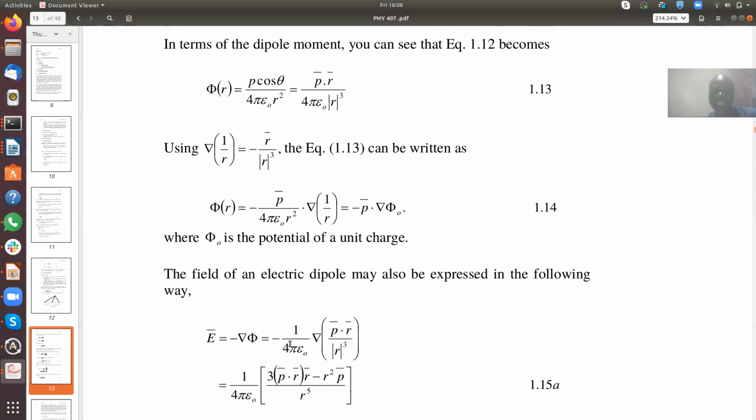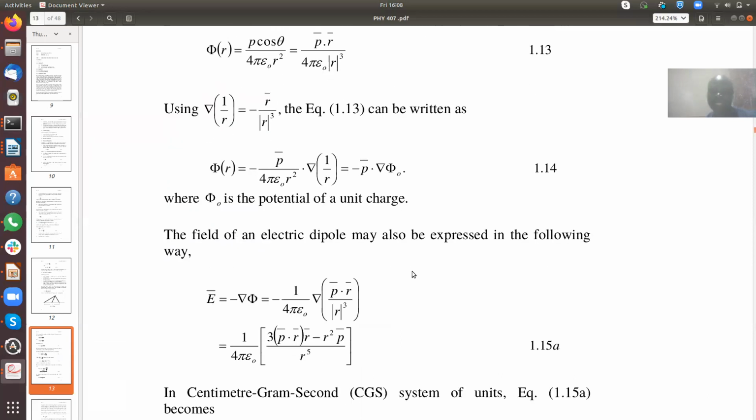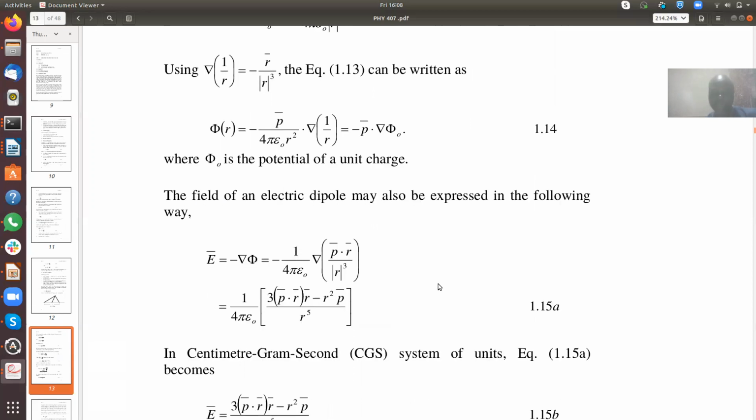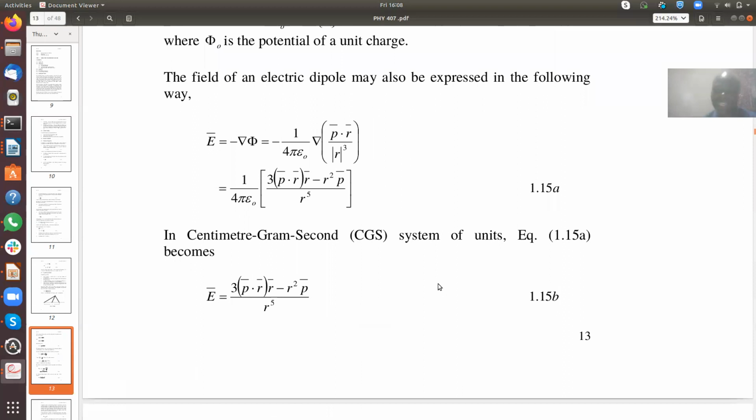So the field of an electric dipole may also be expressed in the following way. You can express the field in this way. The field now is the grad of the potential, and we know what our potential is. By the time you put it there and apply the grad to work on it, then you have this expression. So in the CGS system of units, equation 1.15a can be written in this format.